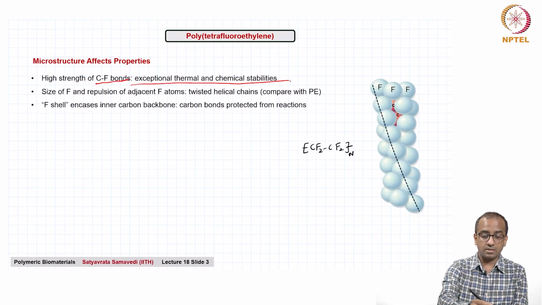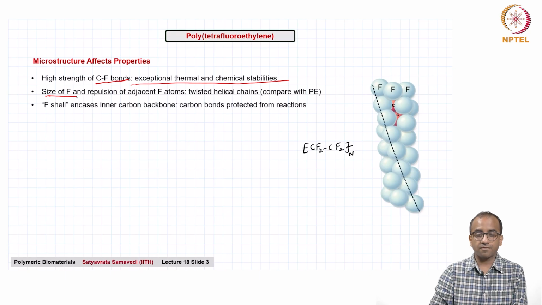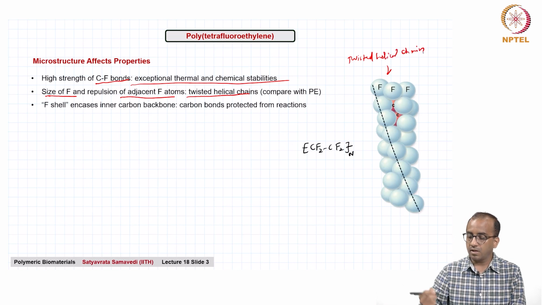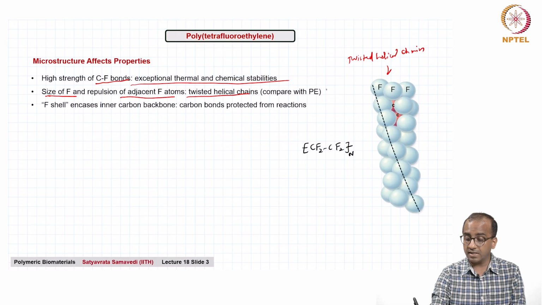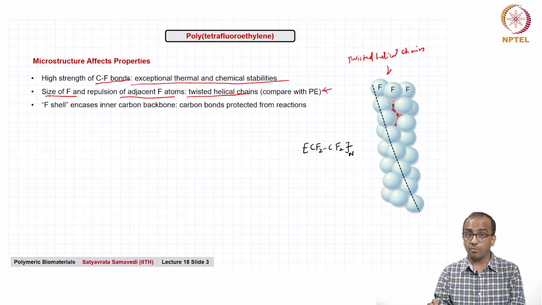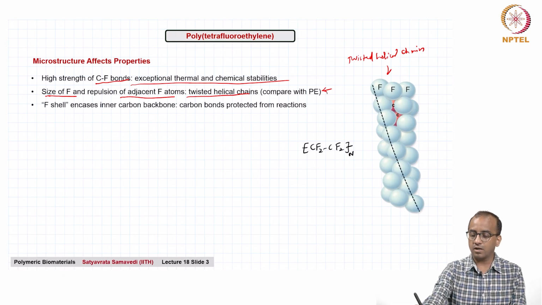It also so happens that the very small size of F and the repulsion of adjacent fluorine atoms results in a twisted helical chain as shown here. Now note that you will not find this kind of twisted helical chain for polyethylene, where you only have hydrogens instead of the fluorines. So this is unique to PTFE because of the CF and the presence of fluorines along the chain.